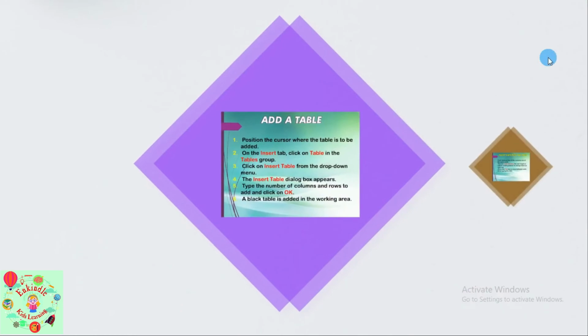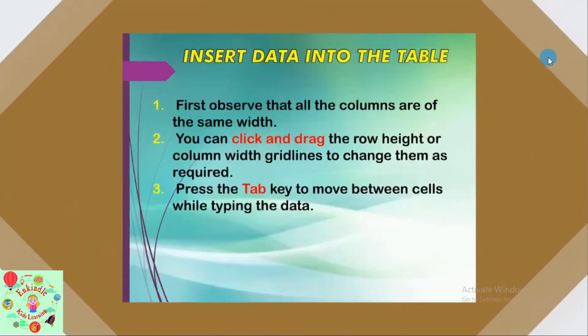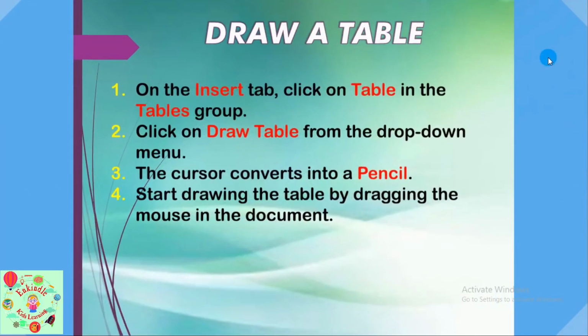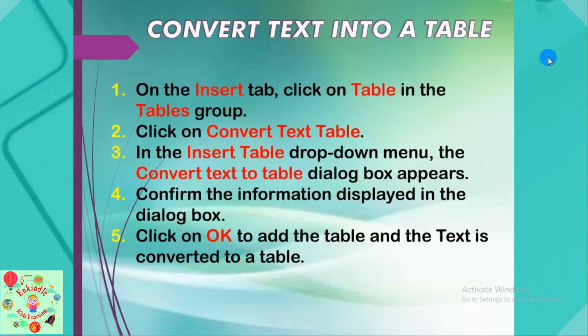Then we studied how to add a table, then how to insert data into the table. Then we studied about how to draw a table. You can also draw tables with the pencil shape tool as per the requirement. Single rows or columns can be split into multiple rows and columns depending on the need and desire of the user. Then we studied how to convert text into a table. In Word, you can also convert text into a table. Text must be separated into columns by using a comma or a tab or a paragraph marker.